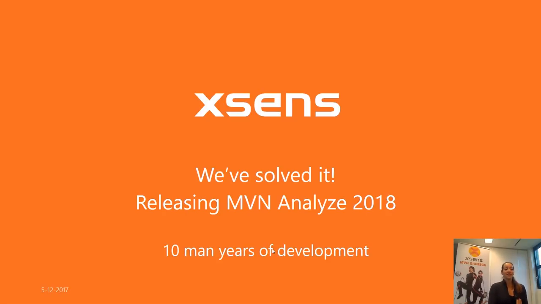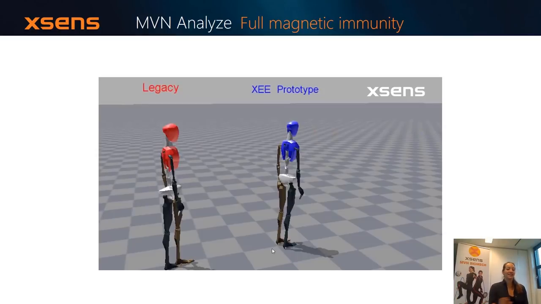The nice thing is that we have solved this since the new release of MVN 2018. 10 man years of development has gone into there. And this is just showing you one of the examples of what the new software can do. Over here, this is an example of the new magnetic immunity. The red avatar is the legacy avatar captured with MVN Studio 4.4 or before. And the blue avatar is the MVN Analyze, so the new MVN engine avatar. So this is created with the new engine, let's say.